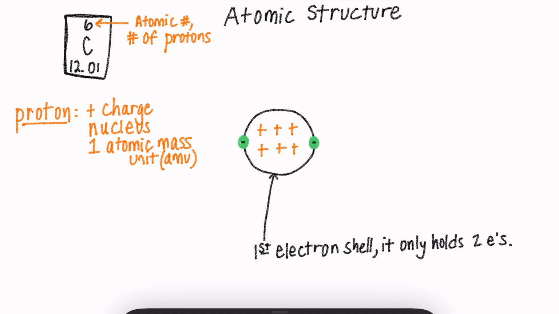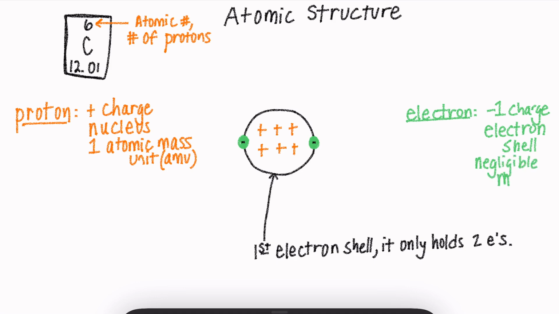So on the other side of our page, we'll write electron is going to have a -1 charge. It's going to be found in, they call it an electron cloud, but I think for A&P, if you just remember electron shell, that will help you with the questions you're asked. And it has what we call a negligible mass, meaning it's so tiny that we don't measure it. So when we figure out how much the mass of an atom is, we don't calculate the electrons. We get to ignore them.